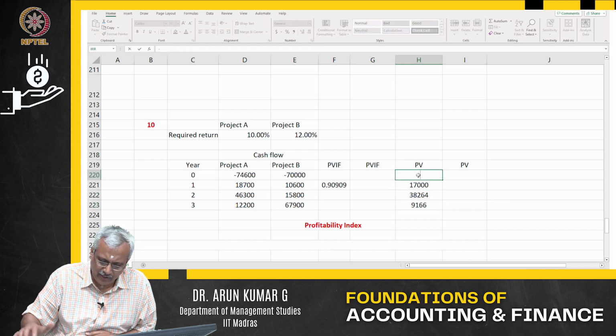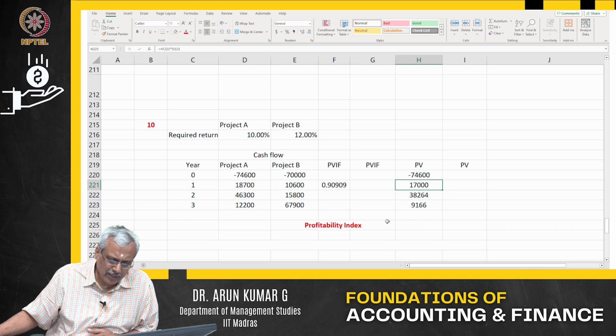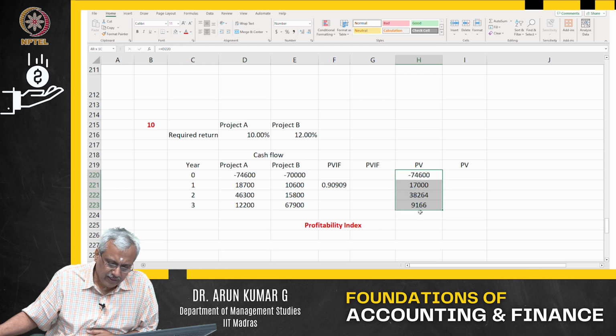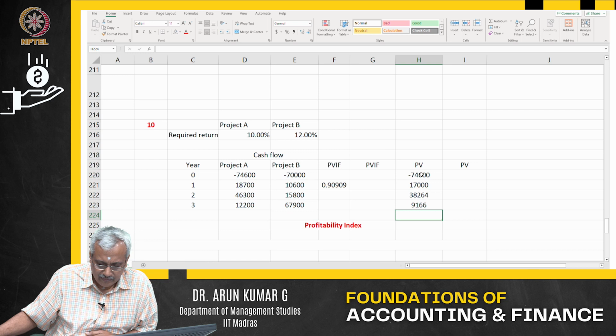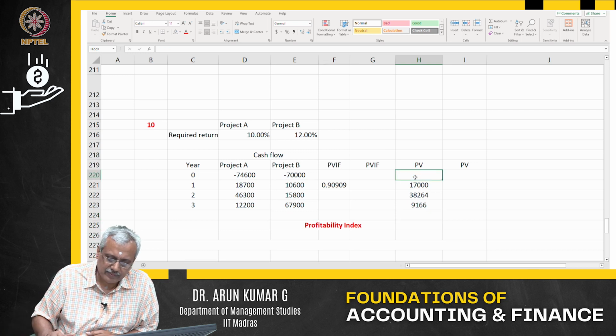So the present value of this cash flow is basically going to be the same thing out here. It's not going to be very different. This is all the cash flows. So what is the present value of all the cash flows? I'm just going to auto sum. What is this? This is not the one, no? We only need the present value of cash inflows. So I've basically done this.